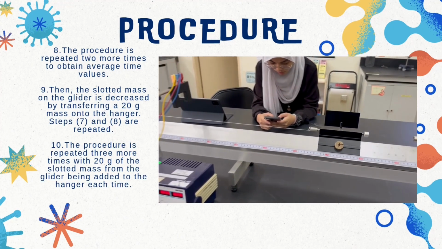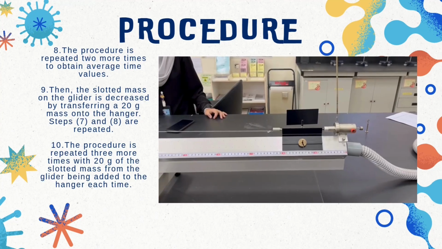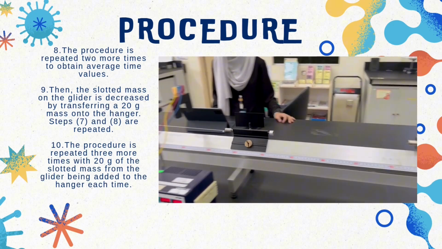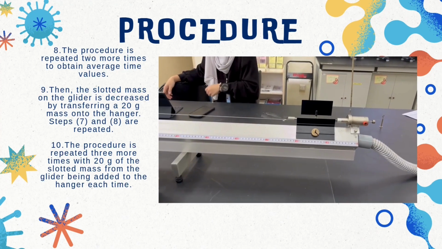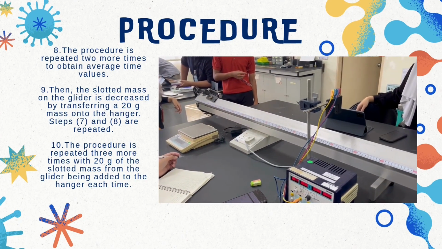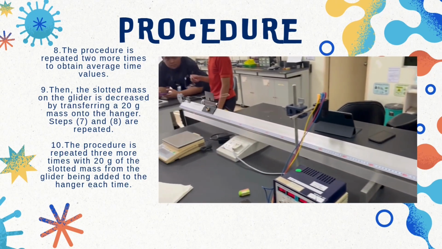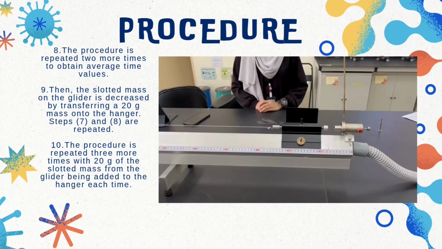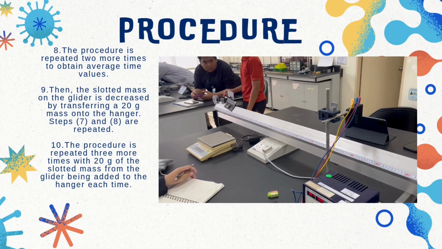Number 8, the procedure is repeated 2 more times to obtain average time values. Number 9, then the slotted mass on the glider is decreased by transferring a 20 gram mass onto the hanger. Steps 7 and 8 are repeated. Number 10, the procedure is repeated 3 more times with 20 grams of the slotted mass from the glider being added to the hanger each time.